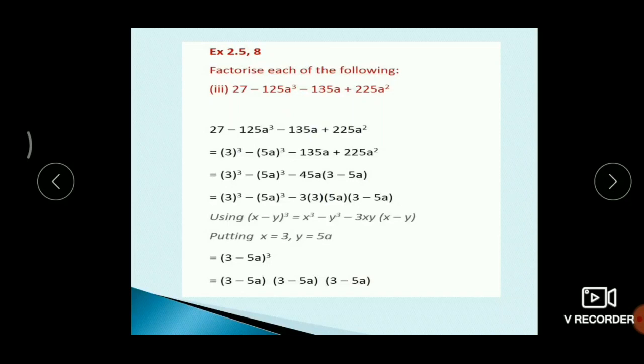Comparing it, I got x is equal to 3 and y is equal to 5a. Now simply substitute the values in the left hand side of this given identity, that is x minus y whole cube. I got my factors as 3 minus 5a whole cube, and again writing it 3 times, I got my answer. So these are the factors of the given polynomial.